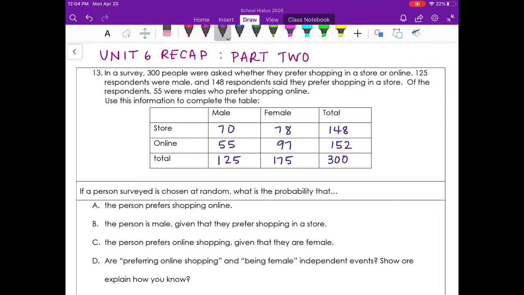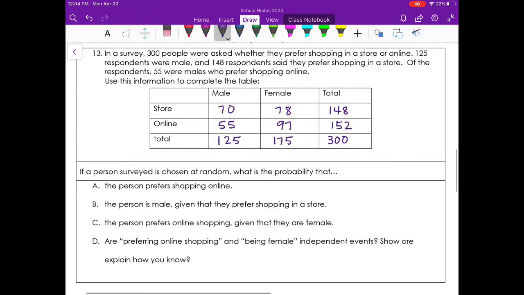Now we're ready to practice. If a person surveyed is chosen at random, what is the probability that A, the person prefers shopping online? So we're going to put the total number of people in the survey, which is 300, on our denominator, and the number of people who prefer shopping online for the numerator. So that'll be 152 out of 300. Then we'll divide to get approximately 0.51.